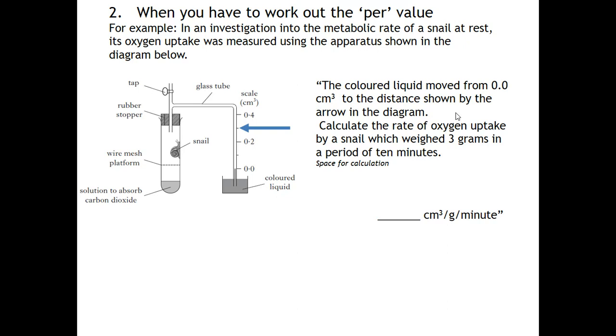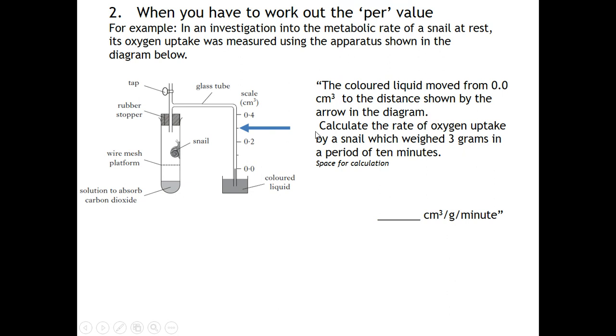Sometimes though you're asked to work out what the per value is. So for example, in this investigation, looking at the metabolic rate of a snail at rest, its oxygen uptake was measured using the apparatus below. The distance travelled by the liquid here gives you an indication of how much oxygen it's taken in. So basically it's gone from 0 up to 0.3 on the scale here. We can see that's exactly halfway between 0.2 and 0.4. So that's an important number to use.